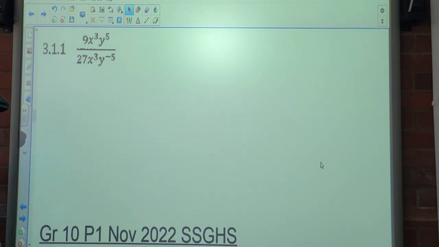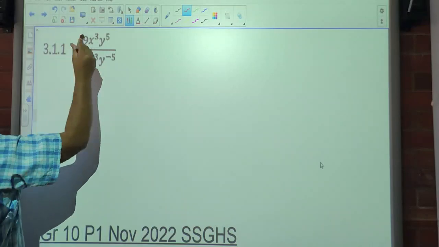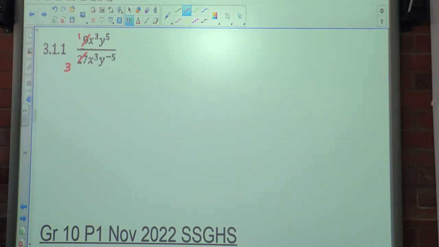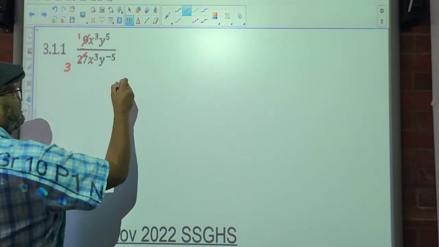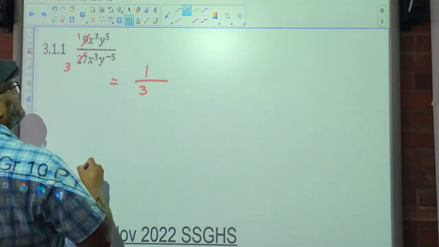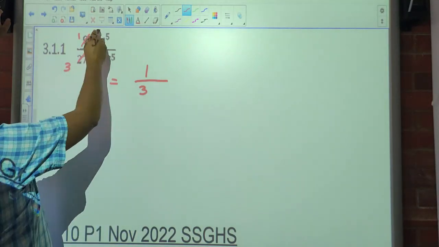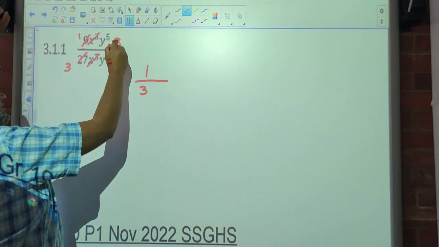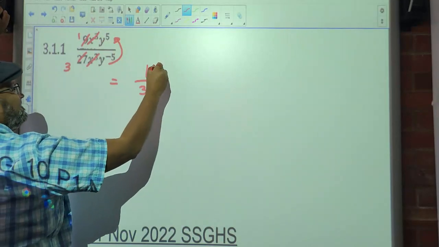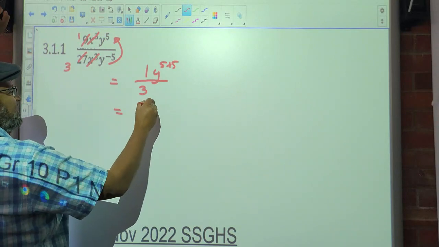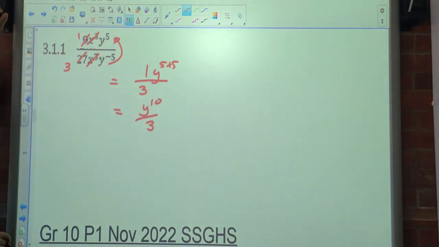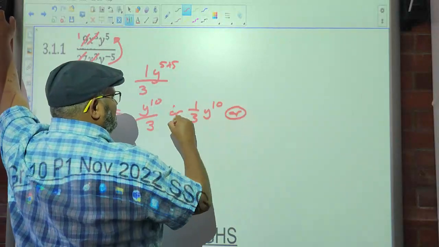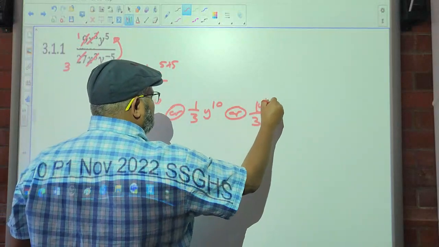Right, so what do we do here? What can happen here? 9 goes into 9 once, 9 goes into 27 three times. Okay. So it's going to be a third. Where's the more x's? Cancel. Okay, it's the same. Where's the more y's? On top. So we bring that up. So it's going to be y to the 5 plus 5. So it's simply y to the 10 over 3. Okay. Or it can be written as a third y to the 10 or 1 over 3 y to the 10. It's all the same thing.